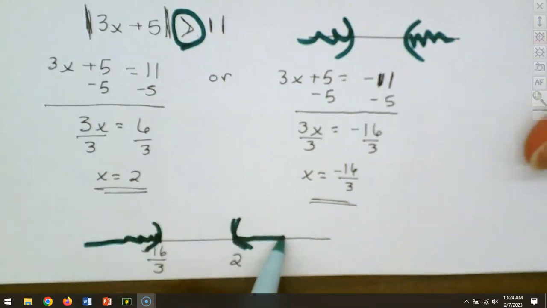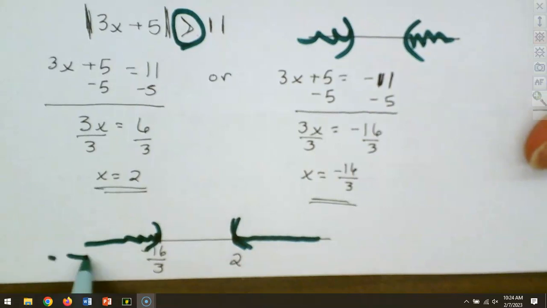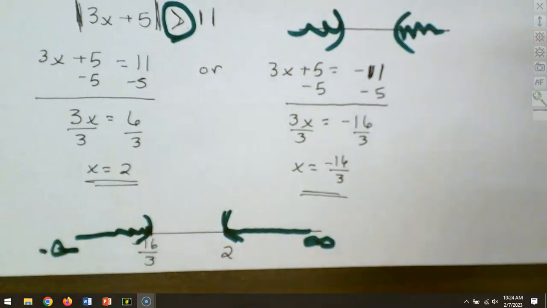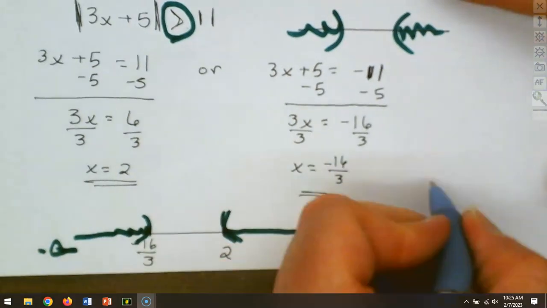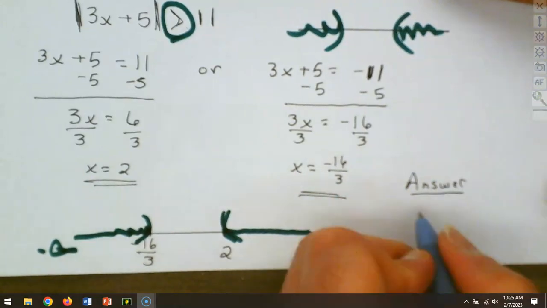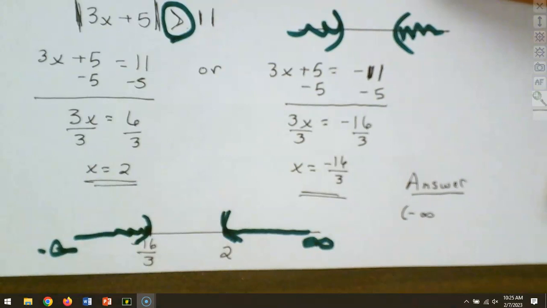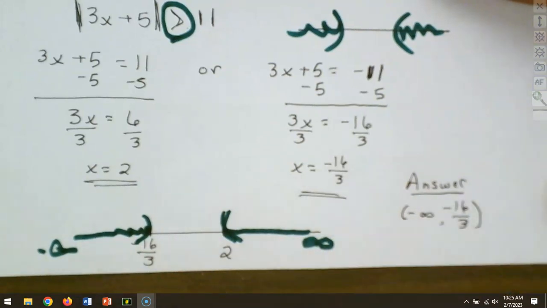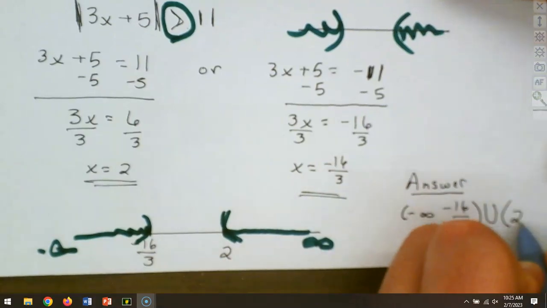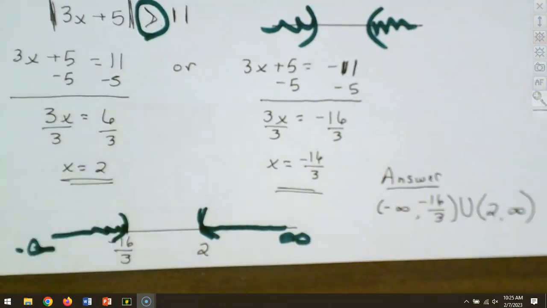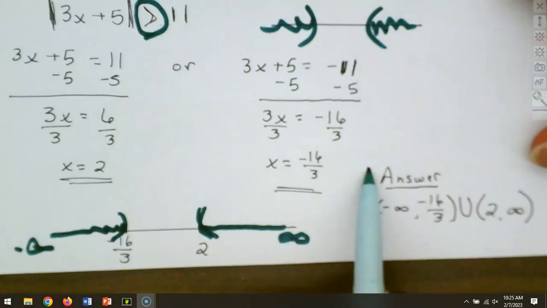Okay, and then we shade. And what does it look like? Well, it's negative infinity to positive infinity. And what does the answer look like now? We've done these before. Putting these together, my answer would be negative infinity, comma, negative 16 over 3, parentheses, U for union, 2 to infinity. Okay, so there is my answer.